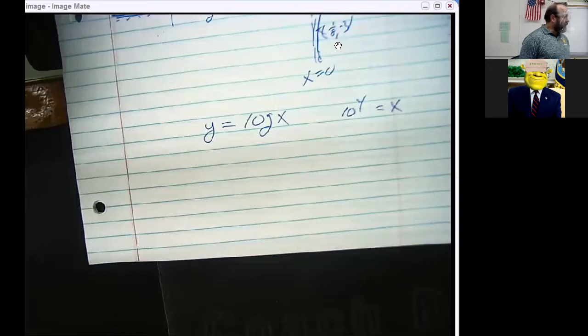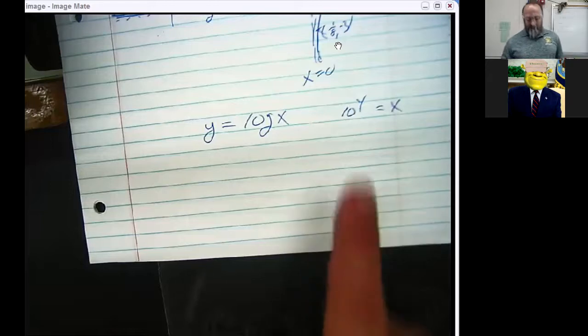Have you guys done that in chemistry? Use base 10? Have you done pH? If you did pH in chemistry, you did base 10, because pH is base 10. And so what that means is, think about it.